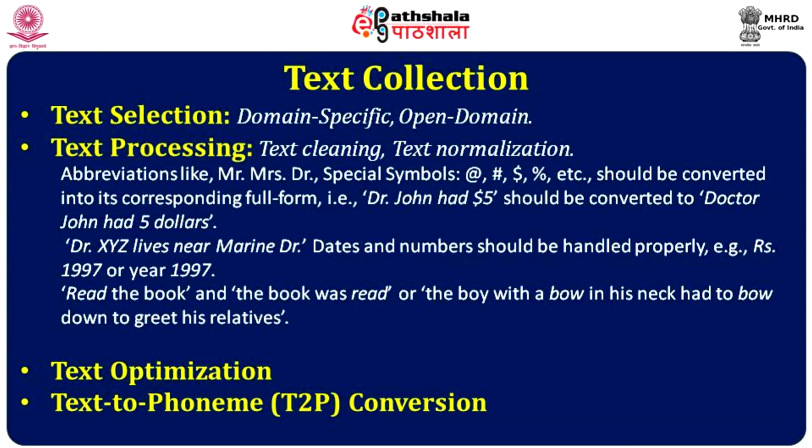The text selection for any TTS system depends on the domain or specific application for which the TTS system is being built. For example, the text can be collected in the following two ways: domain specific and open domain. In a domain specific system, the recording is done of domain specific prompts which must not only cover the most frequent words in the domain, but must also provide a good coverage of the prosodic context in which they appear.